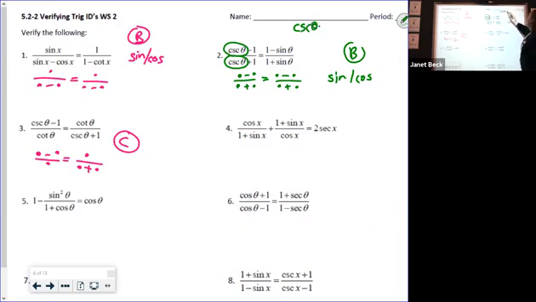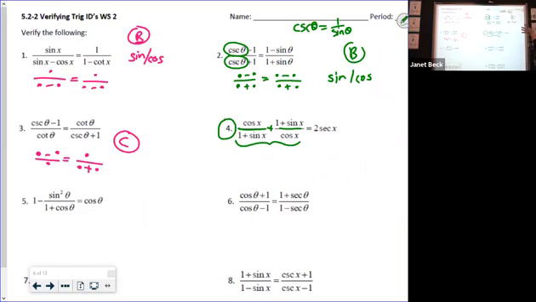that cosecant theta is 1 over sine theta. And you're going to end up with fractions inside fractions, and you're going to have to clean up that fraction. But at least you know how to start the problem. Look at number 4. Can you see you've got two separate fractions on this side and one fraction on that side?